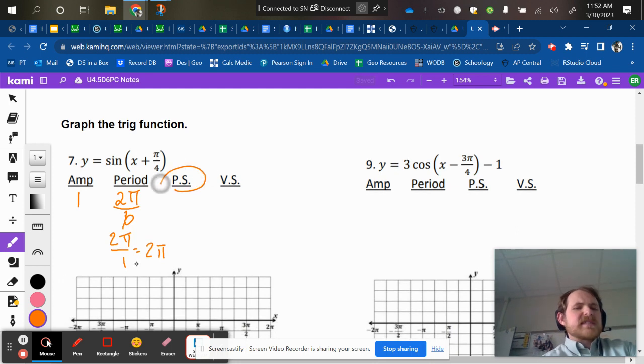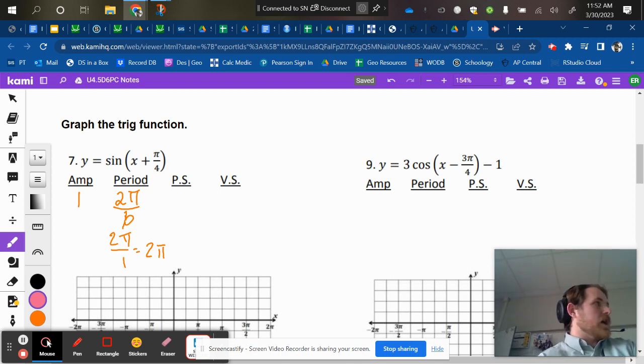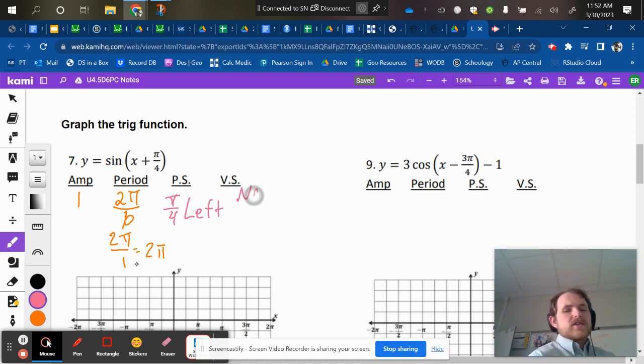And then my PS, what's that stand for? It's C over B. My B value is just 1, so my phase shift is just pi over 4. And when we say that's to the right or to the left, since it's plus pi over 4, it's going to be left pi over 4. And then did I have a vertical shift? No. So there was no vertical shift.